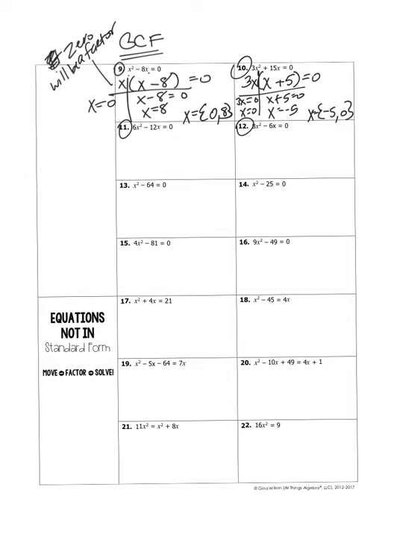All right, number 11, GCF. We have a 6 in both, and we have an x in both. And so what do you multiply 6x by to get 6x squared? X. What do you multiply 6x by to get negative 12x? Negative 2. Set each one equal to 0. X equals 0 and x equals 2.